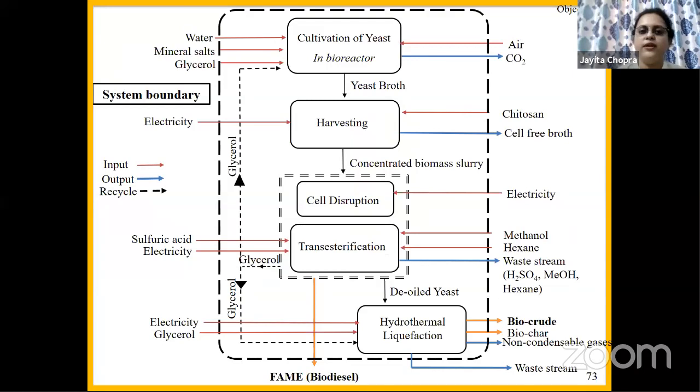So before any LCA study is performed, a system boundary must be defined. And for this study, this is our system boundary. I have taken into consideration all the steps that I have talked about previously: cultivation of yeast, harvesting using chitosan, cell disruption, trans-esterification and HTL steps. So my two main primary products are FAME biodiesel and biocrude. The red lines indicate the inputs and the blue lines indicate the outputs from the system, while the dashed line you see is the recycled stream.